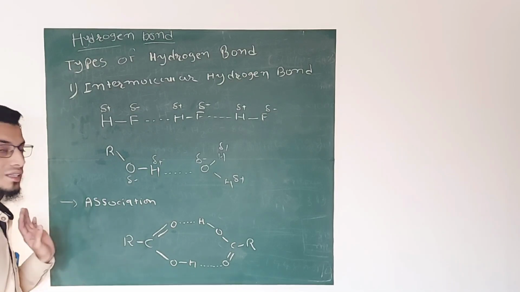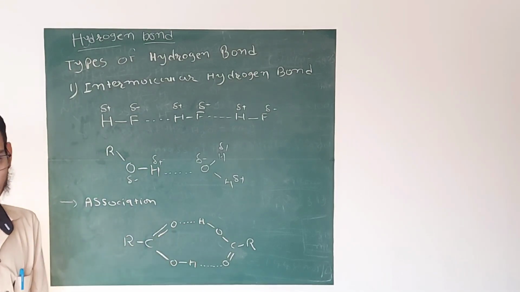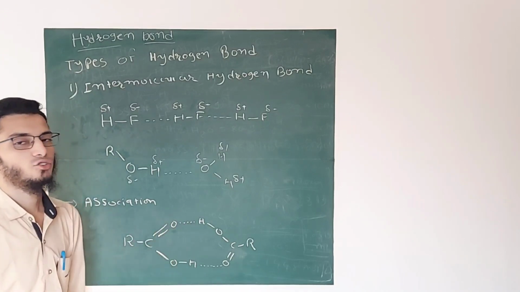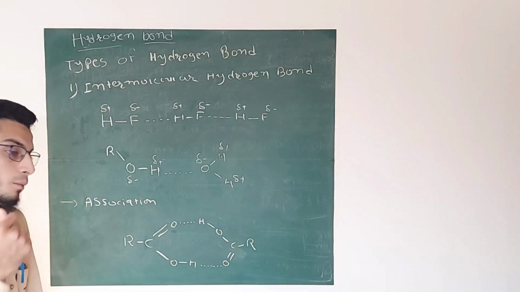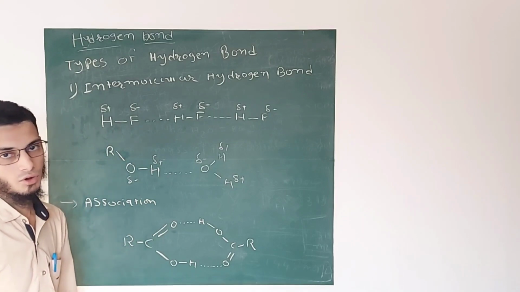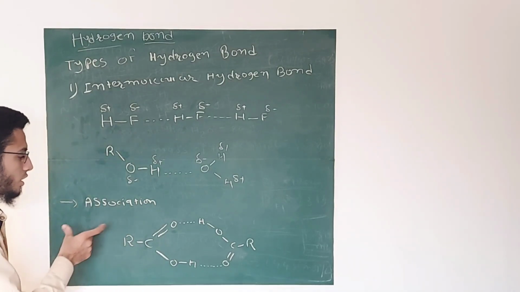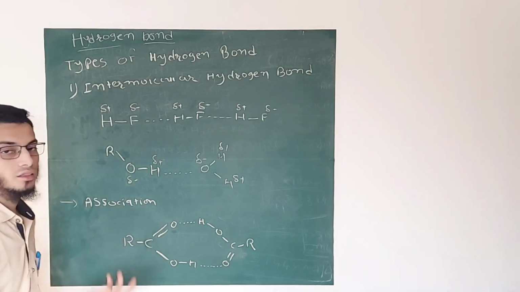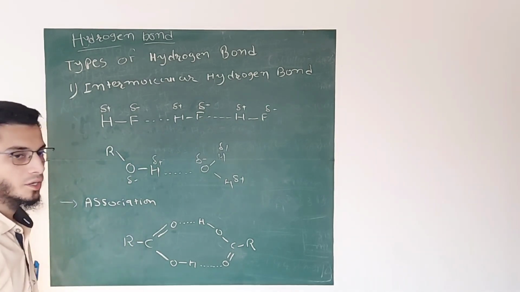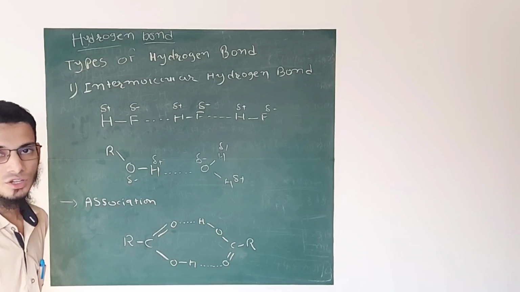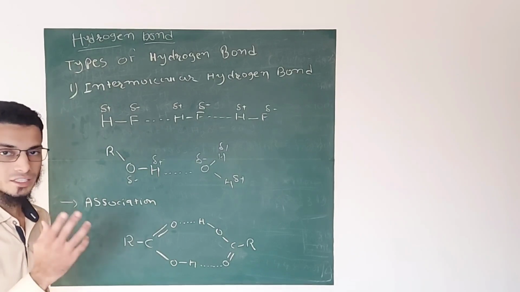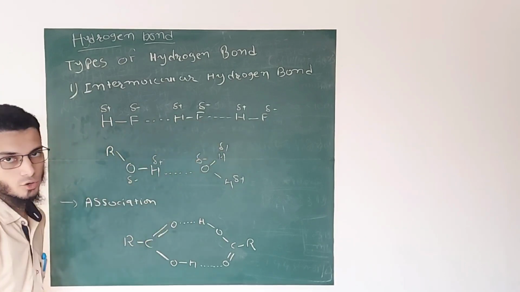You can see clearly that it is dimer form. Why? Due to the association, and association is due to the intermolecular hydrogen bond. So the association is the result of intermolecular hydrogen bond. There will be other examples like melting point, boiling point, surface tension, viscosity. All types of physical properties also increase. Why? Due to the intermolecular hydrogen bond.